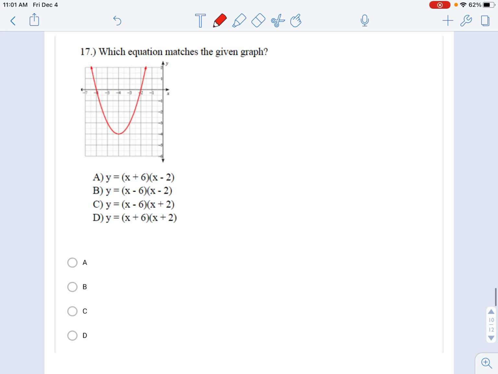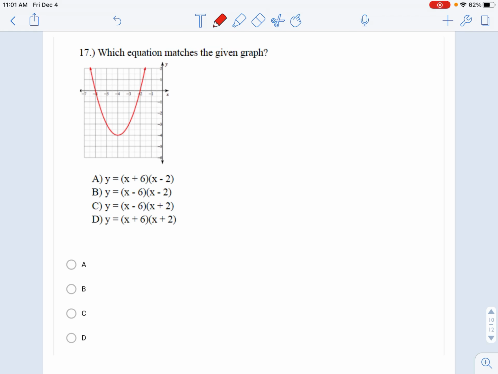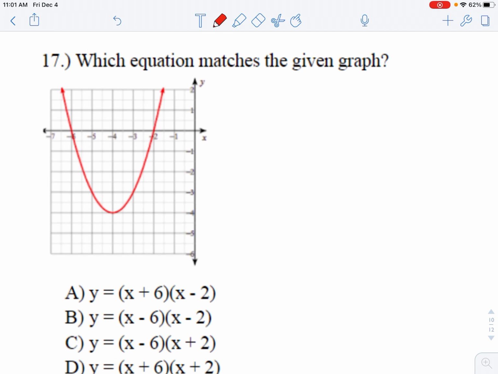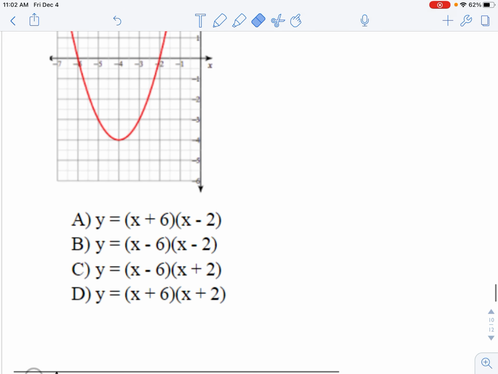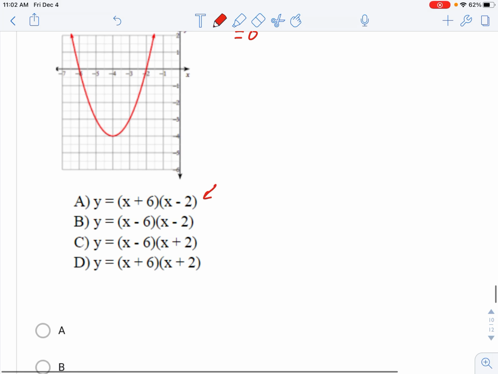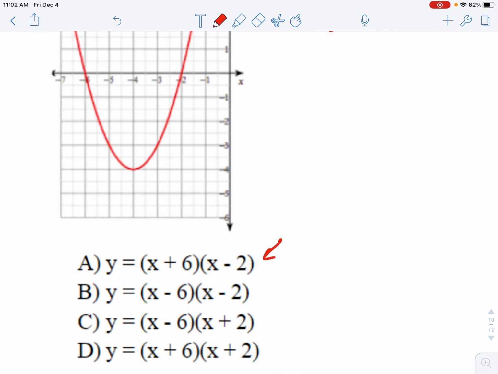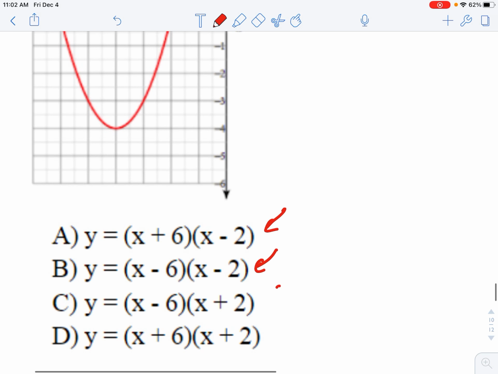Okay, number 17. Which equation matches the given graph? All right, this is extremely easy to do once you know the trick. It kind of goes back to the very first problem. Remember that the x-intercepts, -6 and -2 in this problem, are the numbers that would solve the equation if it were set equal to 0. So the question is, which of these equations can you plug -2 and -6 into to get 0?